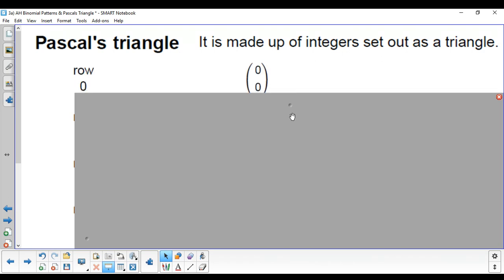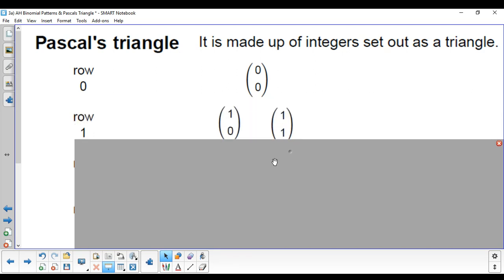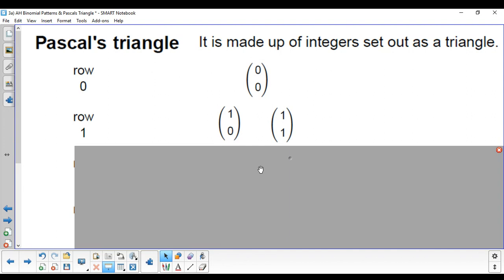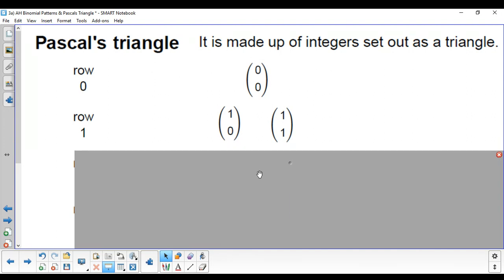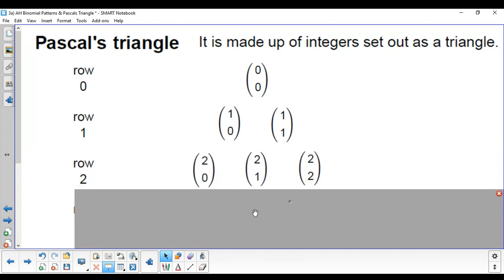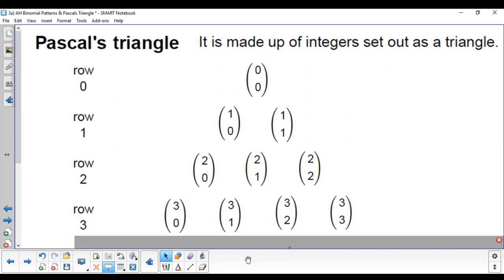Row 0 means that you have 0, 0. Row 1 is made up of 1, 0, and the other partner is 1, 1. Row 2 is made up of 2, 0, then you've got 2, 1, then you've got 2, 2. Row 3 has 3, 0, 3, 1, 3, 2, 3, 3. Okay, so you always have a 0 to start with and finish with the same value as n.